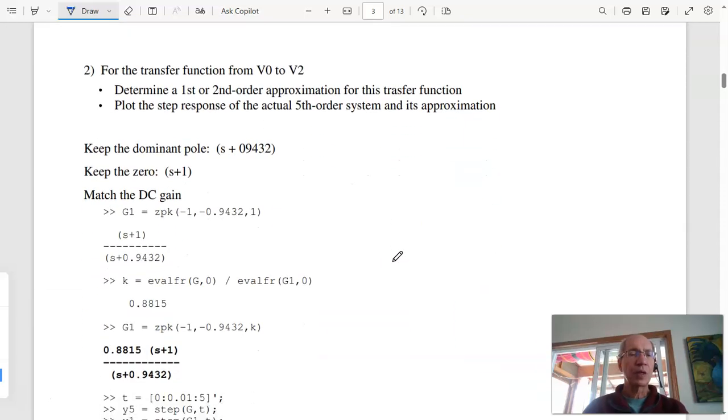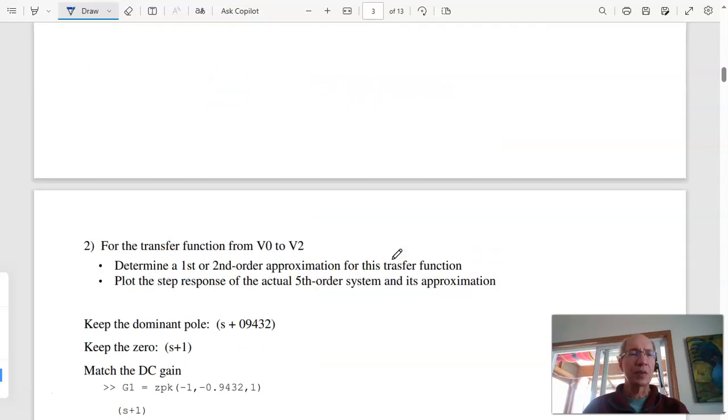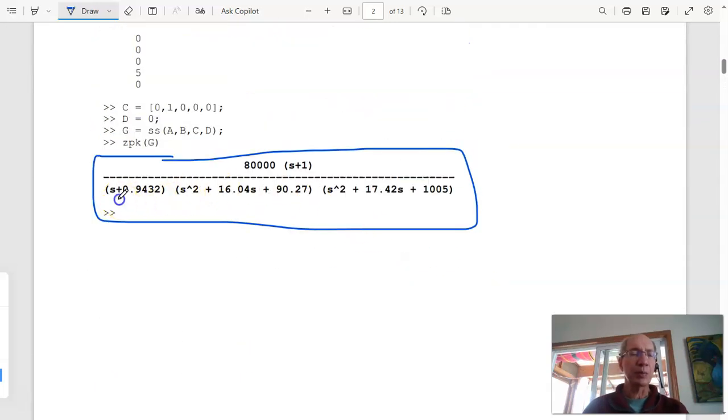Problem 2. Find a first or second order approximation for the system. So here's the system. Here's your dominant pole. Definitely keep that. Keep all the poles and zeros that are within 3 to 10 times that pole. Ignore everything that's more than 3 to 10 times faster. So I'll keep this pole. This zero is about the same amplitude. Keep the zero. This one is about 8 times faster. Ignore it. This is about 8.5 times faster. Ignore it. So there's my first order approximation.